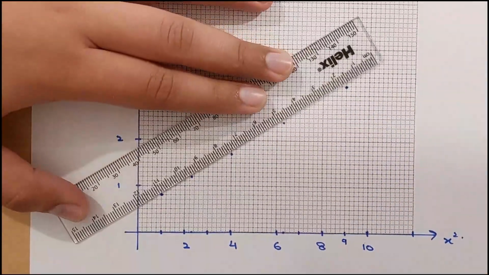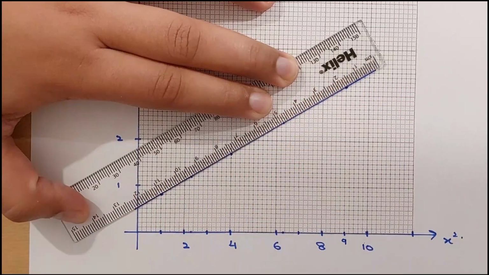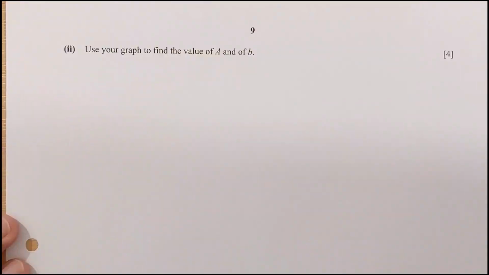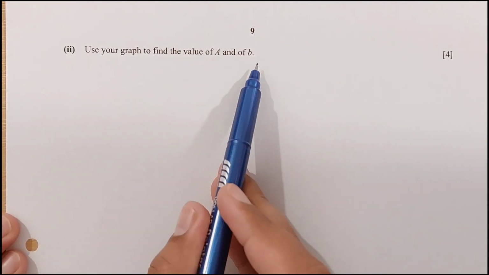Okay, let me connect all the points, we will get a straight line. Yes, so this is a straight line graph, right? Now for the second part, use your graph to find the value of a and of b, right?